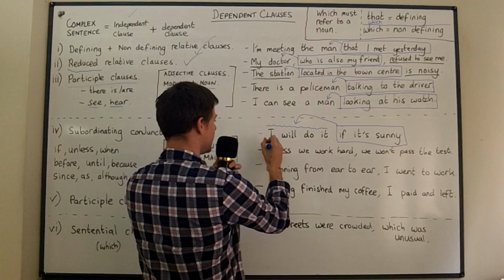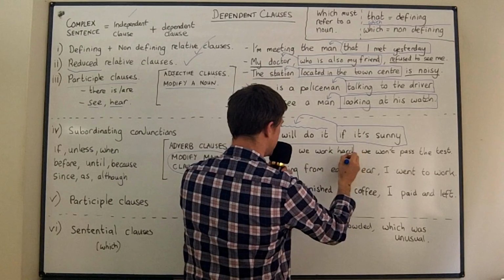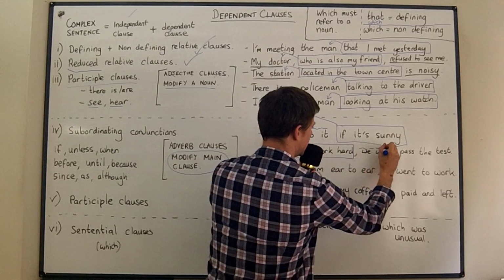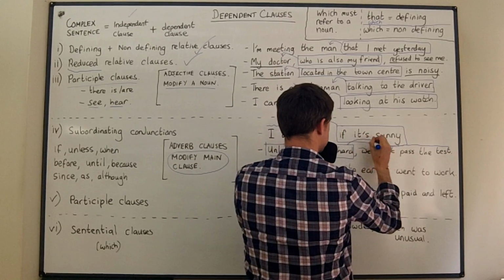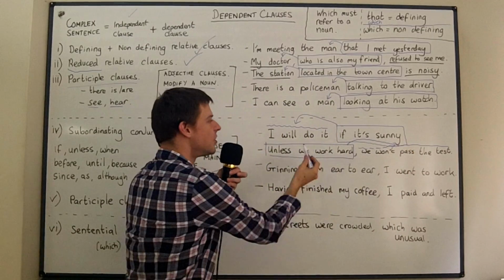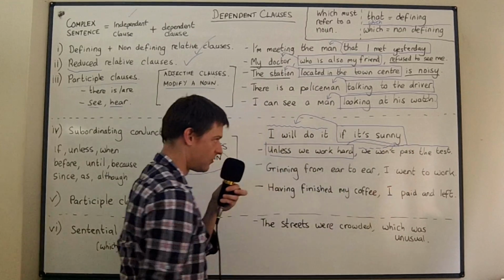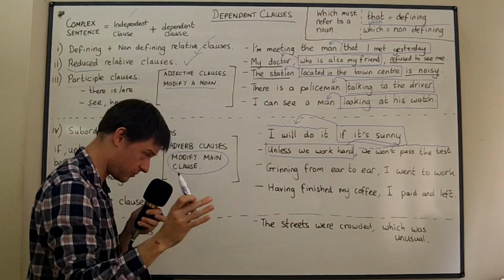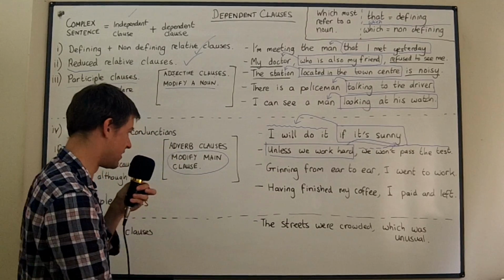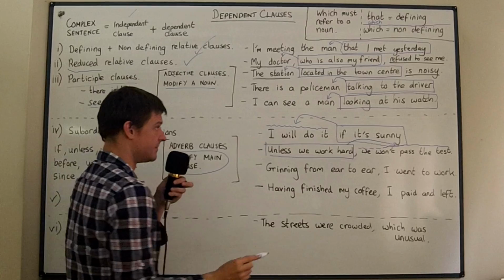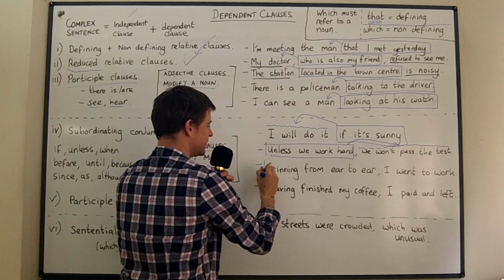Let's have a look. "Unless we work hard" modifies the whole of this one. "We won't pass the test." It's not modifying the "we", it's modifying the whole of the sentence, of the clause. It's modifying the whole of the main clause. And we need that comma because we start with a subordinate clause.